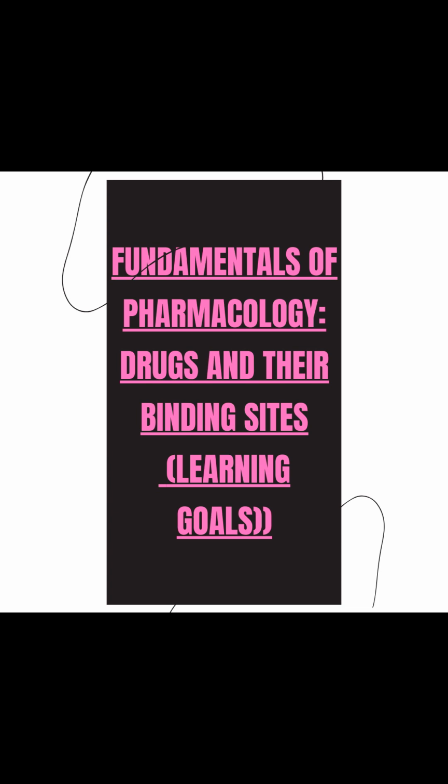DNA damaging agents, example cisplatin, cyclophosphamide. These drugs exert their effects by causing damage to the DNA in rapidly dividing cells, such as cancer cells. The DNA damage triggers cell cycle arrest or apoptosis. They don't necessarily interact with receptors but rather induce direct chemical modifications to DNA strands.